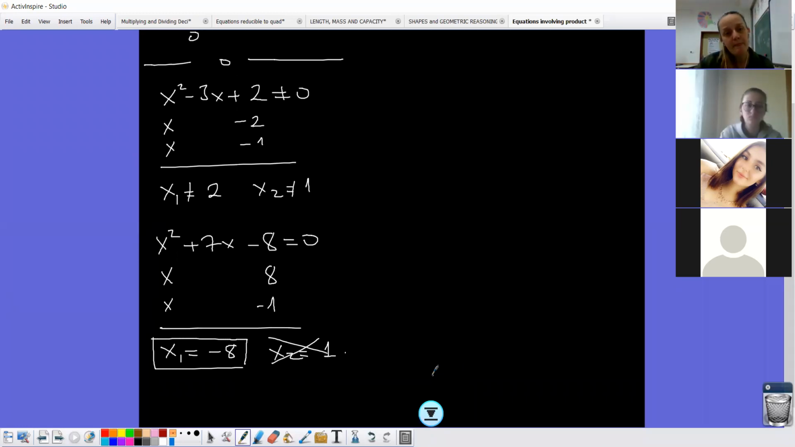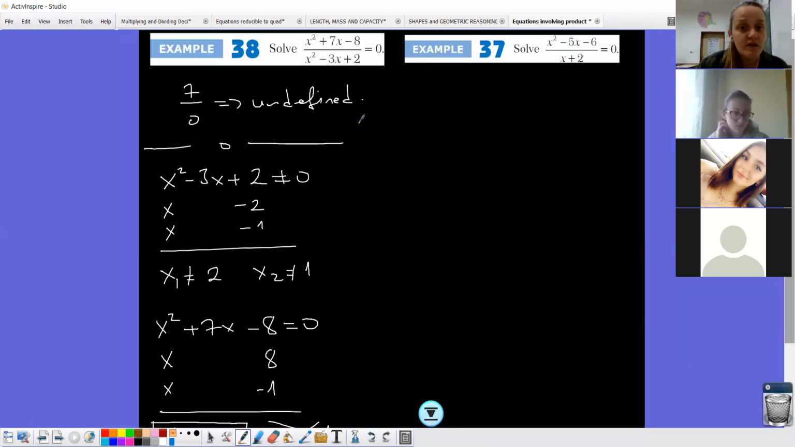Did you understand? Why am I not taking 1? Because we found that it cannot be 2 or 1. Because if it is 1, our expression will be 0 over 0, and it is undefined. It won't be a solution, okay? In this kind of questions, we first find what cannot be, and after that, you are checking the numerator. If you have a common root in both of them, that one is not our solution. Okay?